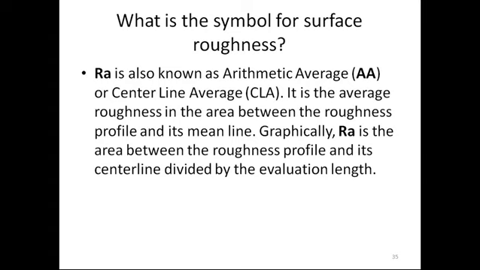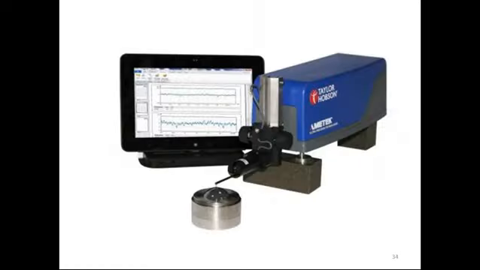So now friends, we are going to see today what is the symbol for surface roughness and how we are using all kinds of things about the surface roughness. So RA is also known as the arithmetic average or centerline average. It is the average roughness in the area between the roughness profile and its mean line. Graphically, RA is the area between the roughness profile and its center line divided by the evaluation length. So basically we are measuring our surface roughness in terms of this RA value.